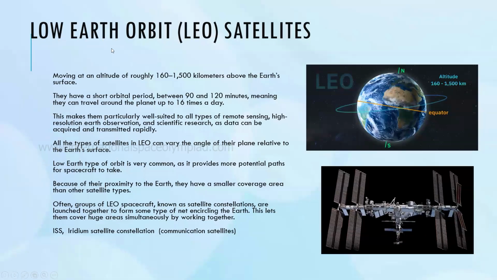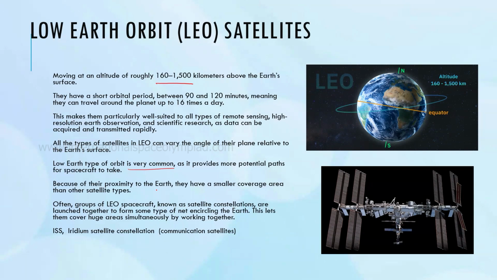Now let's go. First one, the low Earth orbit, or we call it LEO. These are satellites which are orbiting at a height of 160 to 1500 kilometers above. That region, 160 to 1500 kilometers above, is called low Earth orbit. Low Earth orbit is very common because it is easy to access. Even with a smaller rocket, we can put satellites in that orbit. That is why there are so many satellites there.